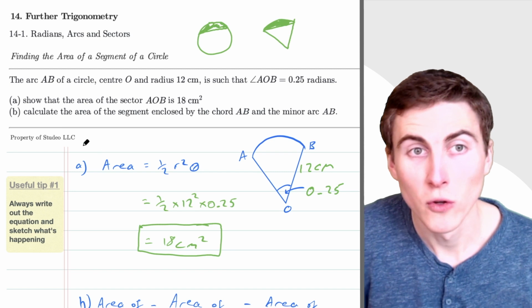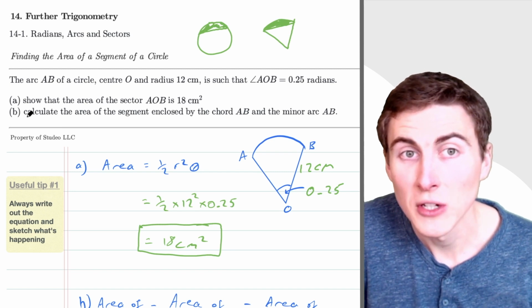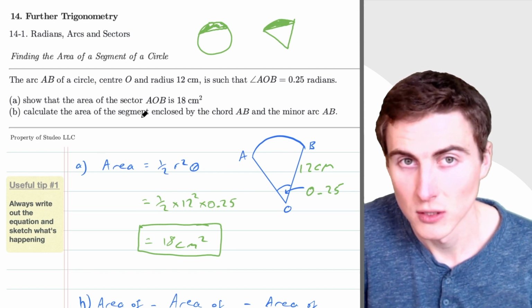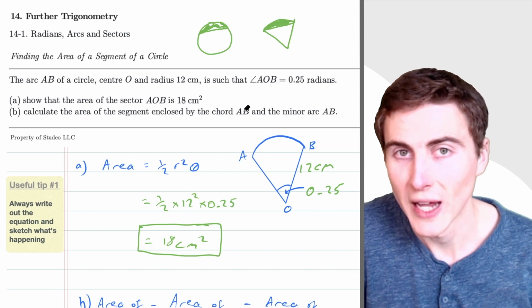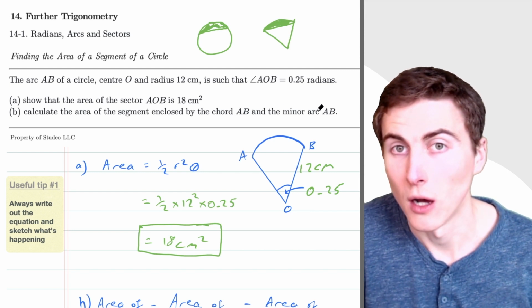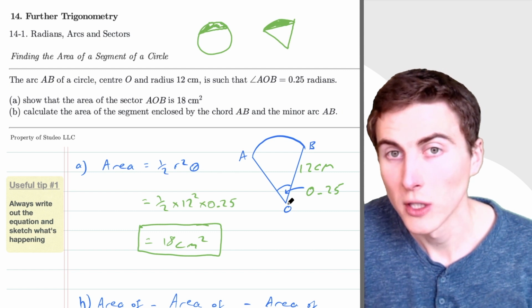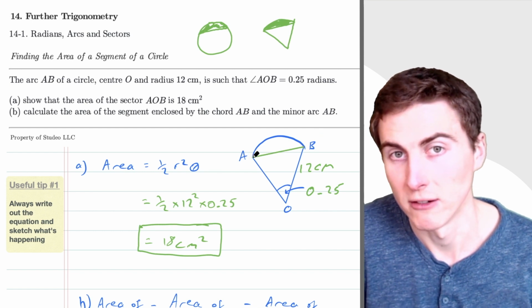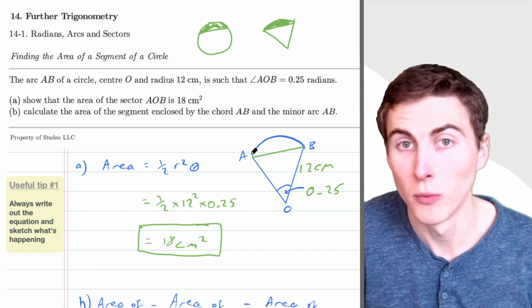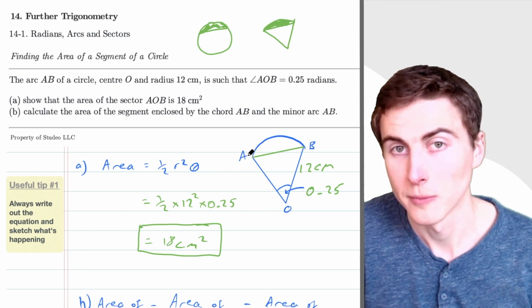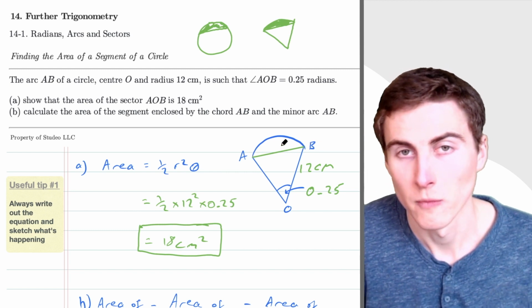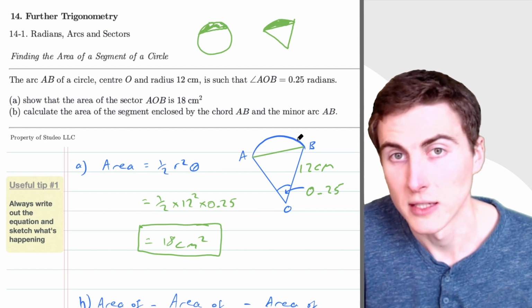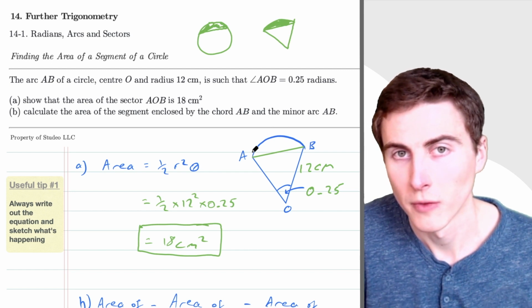Okay, so now we can move on to part B, where we have to calculate the area of the segment that's enclosed by the chord AB and the minor arc AB. Looking at our diagram, if I draw a line straight from A to B, that is a chord. That there is the chord AB, because it stretches from one point on the circumference to another point, and it goes straight through the circle. And then this here is the minor arc AB. So we want this area in here. That's what we're looking for.